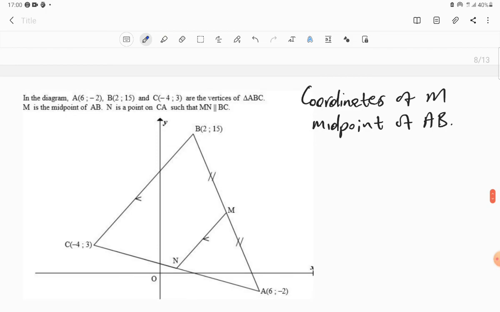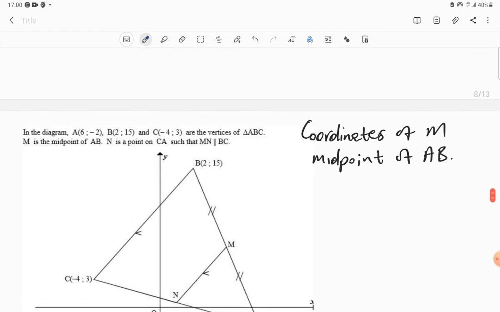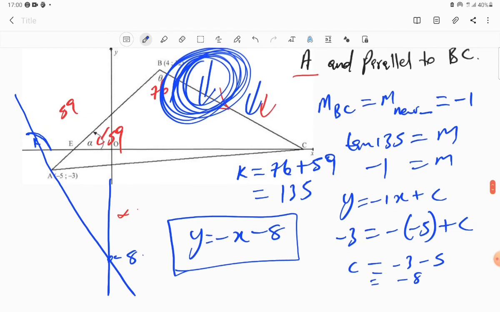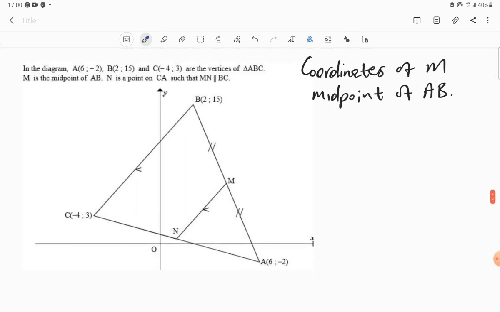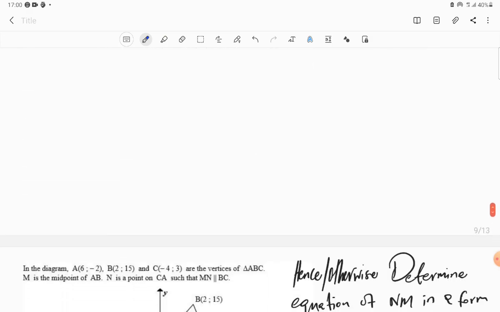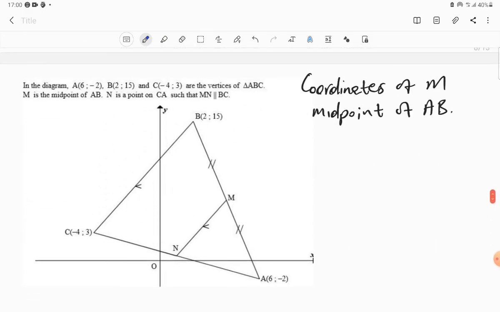Then let's move to the next diagram. Now, if you don't have a question for this one, let's move to the next diagram. The next diagram, we are having something like a situation. In the diagram, A, B, and C are the vertices of a triangle ABC. M is a midpoint of AB, and N is a point on CA such that MN is parallel to BC. So let's have a look. What does this situation have with us?